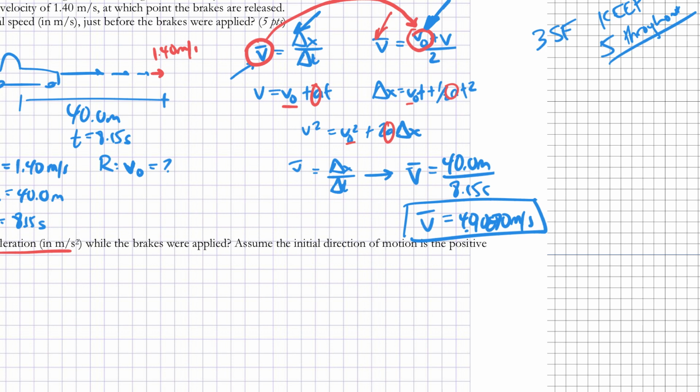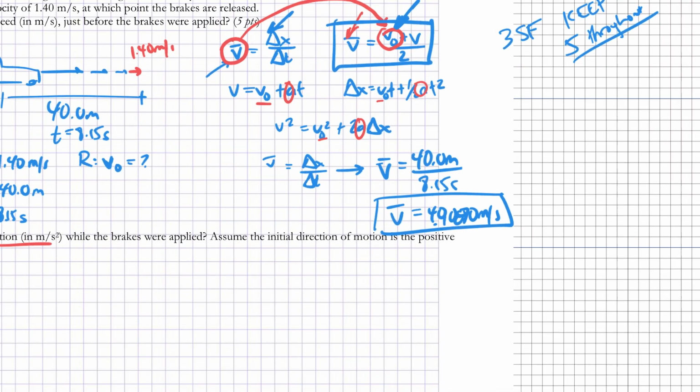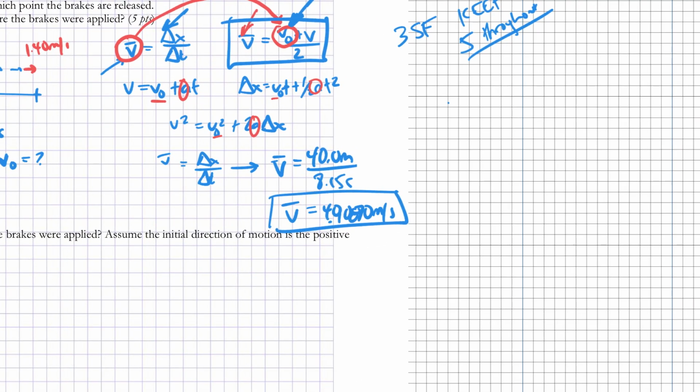Okay, so once we have that, then I can use this equation right here because I have everything that I need in order to get the initial velocity. So I can go up to that equation. I can say, okay, cool, V bar equals V naught plus V over 2. I'm going to rearrange this. I'm going to multiply the 2 up. 2V bar equals V naught plus V.